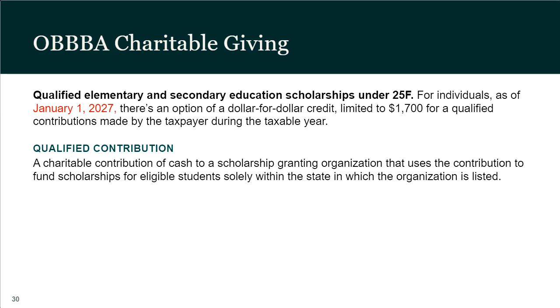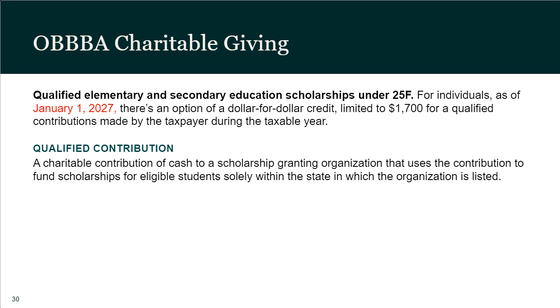So the rules, there are a lot of rules. We've gotten a lot of questions on this because a lot of organizations give out scholarships. So they're saying, hey, can we qualify for this? Because, obviously, you get the revenue, it'd be a positive thing. There are a lot of rules, and there will be more rules to come. A qualified contribution is a cash contribution to a scholarship granting organization to fund scholarships for eligible students in the state. The state must have voluntarily elected to participate under Section 25F. The state must have identified the SGO as meeting the requirements of Section 25F for the applicable calendar year.